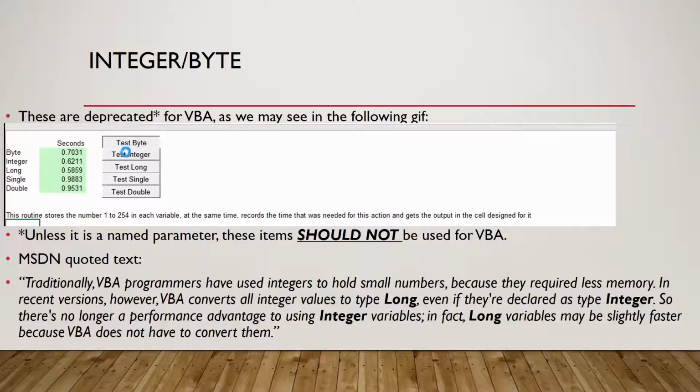Let's start with the integer and byte variables. These are deprecated for VBA purposes, as we may see in the following GIF. As we click through the buttons, a code is being run in order to store numbers from 1 to 254. The numbers shown are the milliseconds taken by the computer in order to store the data under the variable clicked. Byte and integer take a significantly higher time than long does. Unless it is a name parameter, these items should not be used for VBA.